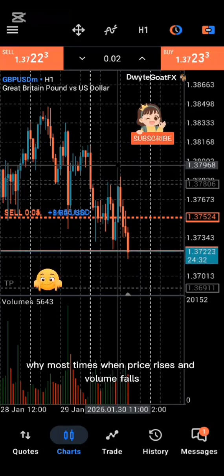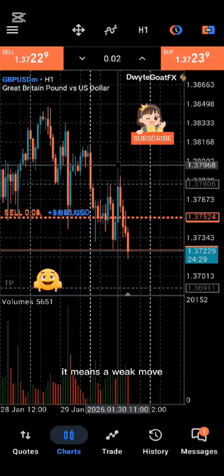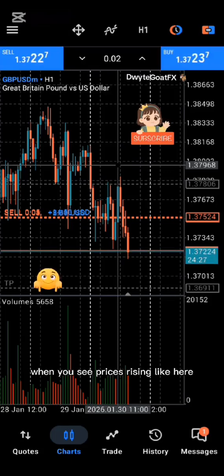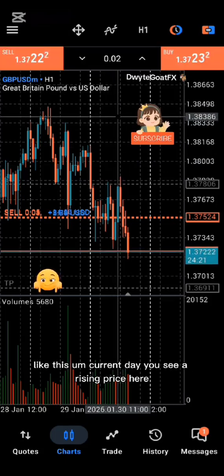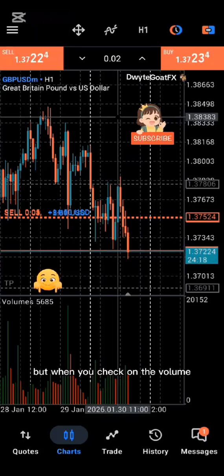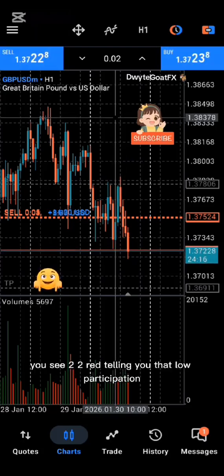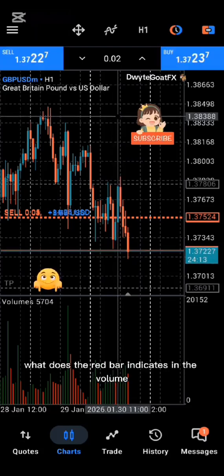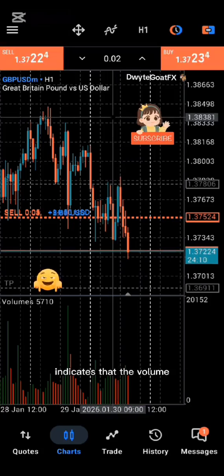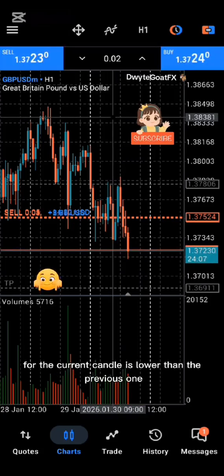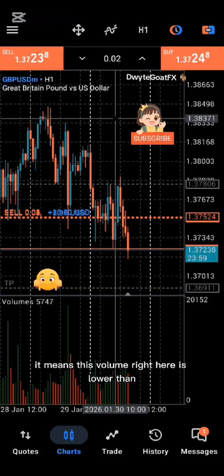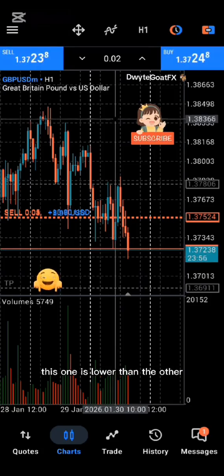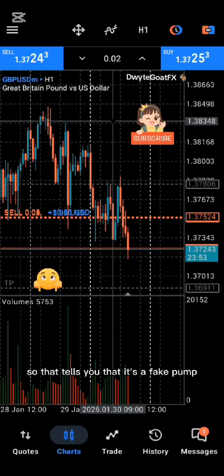While most times when price rises and volume falls, it means a weak move. When you see prices rising, like here, like this current day, you see a rise in price here, but when you check on the volume, you see two red telling you that low participation. What does the red bar indicate in the volume? It indicates that the volume for the current candle is lower than the previous one. So when you already see two low volumes like this, it means this volume right here is lower than this one, is lower than the other. So that tells you that it's a fake pump.